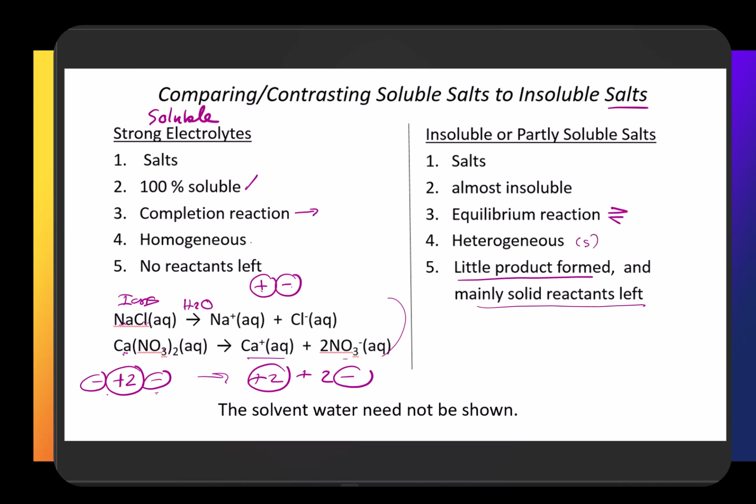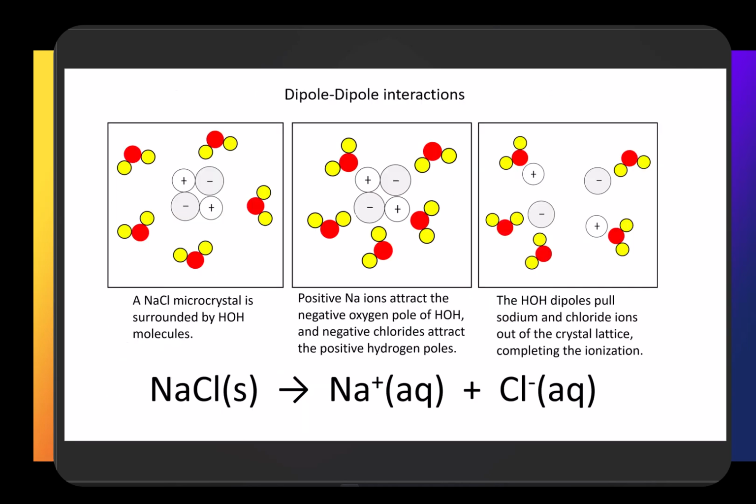Most of the compounds in the final product mixture are solids, and there are some dissolved ions in the aqueous phase. Two phases, heterogeneous. This slide illustrates the dissolution of a soluble salt.